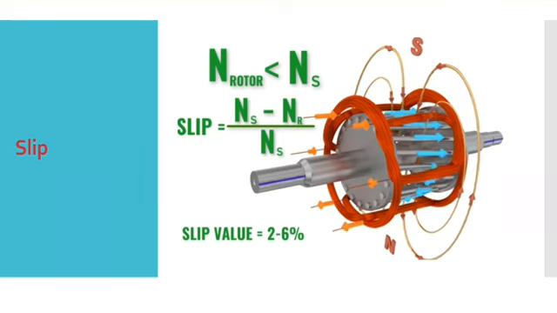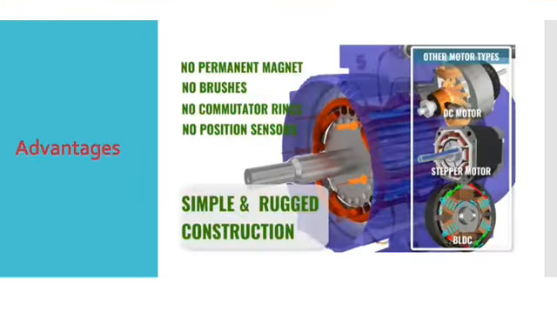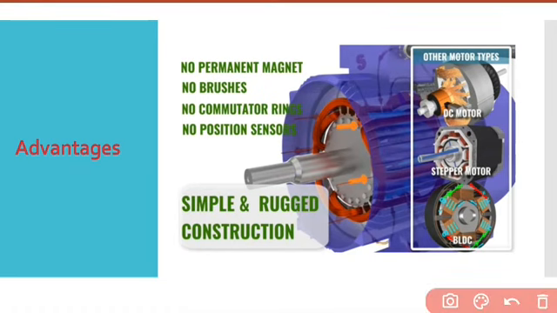Now we will see some of the advantages of the induction motor. As we know, an induction motor does not require a permanent magnet. There is no requirement of brushes, no requirement of commutator rings, and no requirement of position sensors like other motors require.